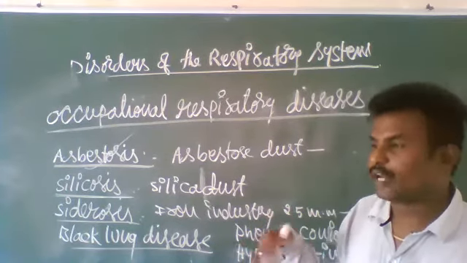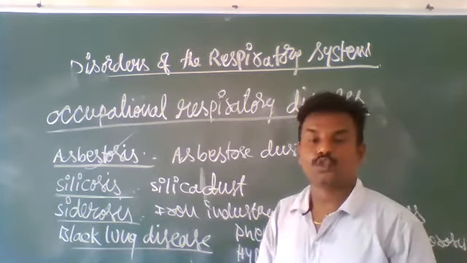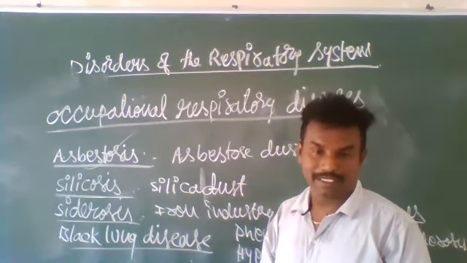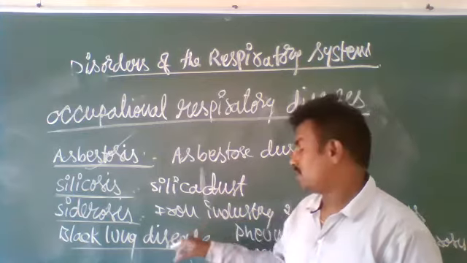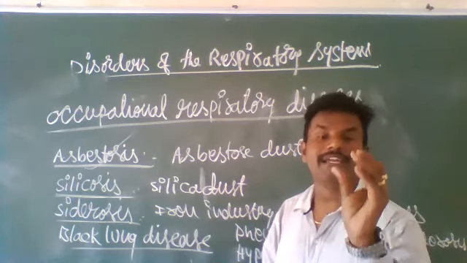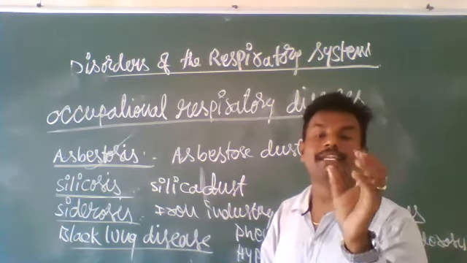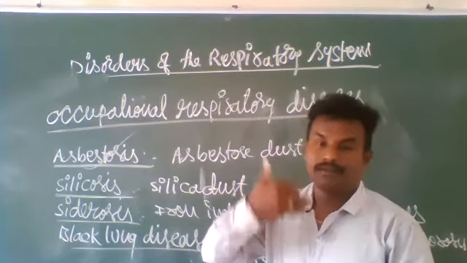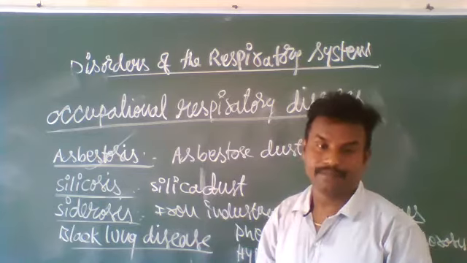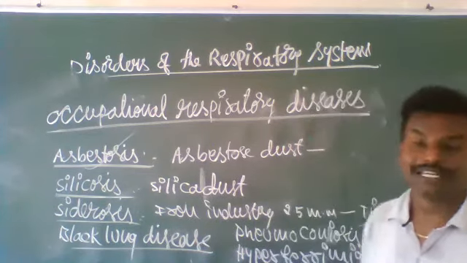That's why around the coal mine industries, the government provides hospitals and once a month they will give treatment for this black lung disease. They will give medicines, antibiotics. That antibiotics will clear the black dust blocked in the respiratory system. So these are all called occupational disorders.